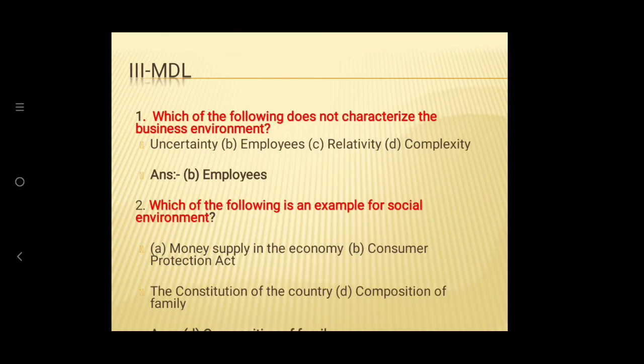Next, the third chapter, business environment. Here the first question, which of the following does not characterize the business environment? It means the feature or characteristic. Option A, uncertainty. Option B, employees. Option C, relativity. Option D, complexity. Option B, employees. So uncertainty, relativity, complexity, these three are the features.